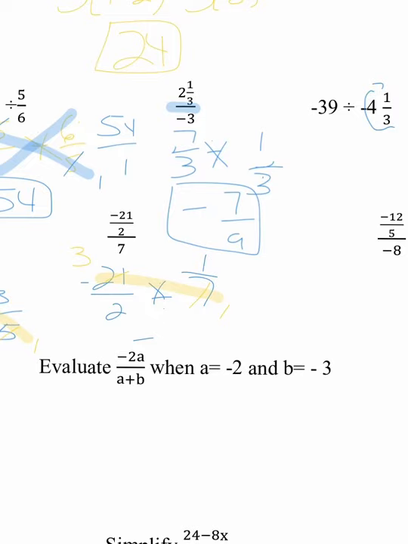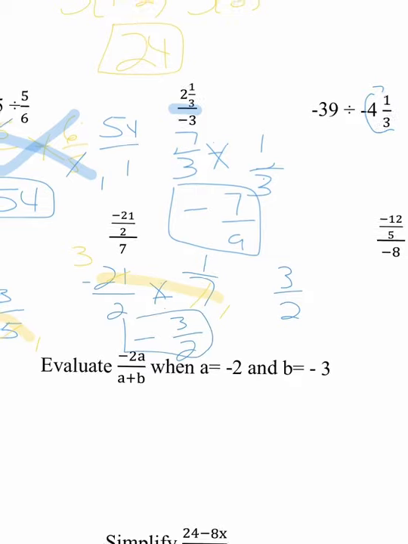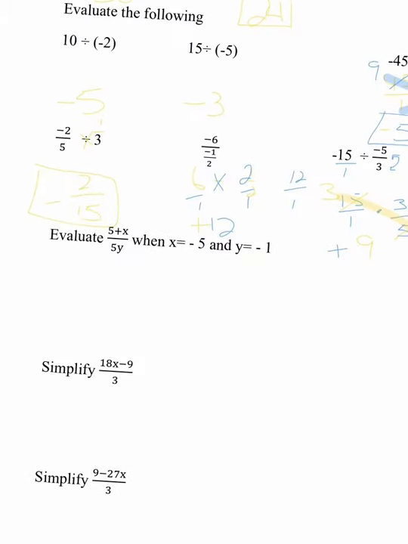So then we multiply across. 3 times 1 is 3. 2 times 1 is 2. So I get negative 3 halves as my answer. Okay. So then evaluate this when x is negative 5 and y is negative 1.